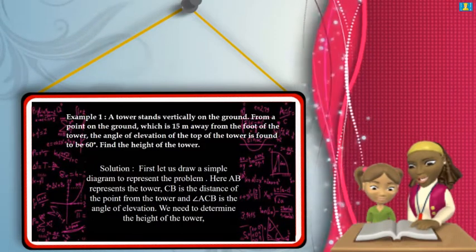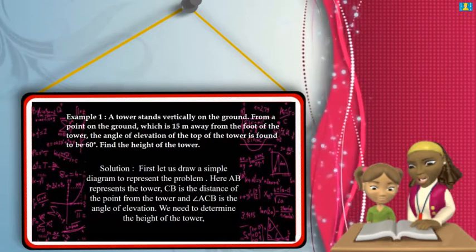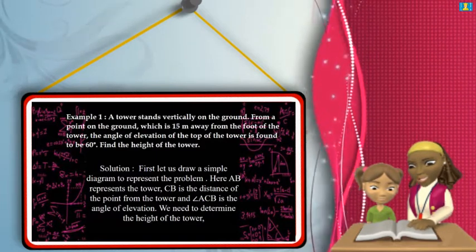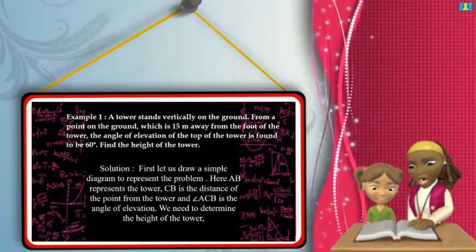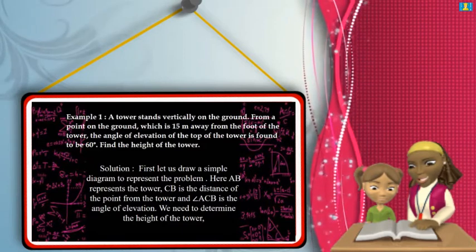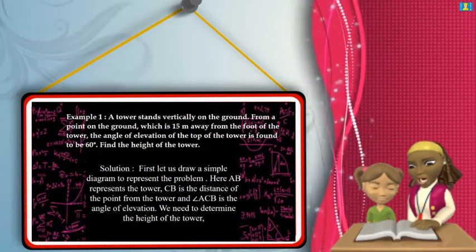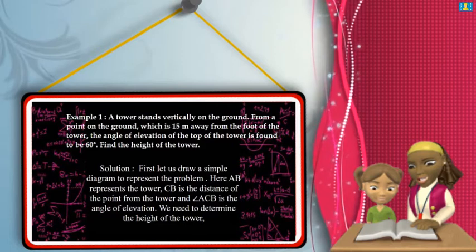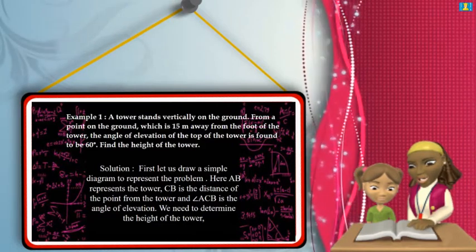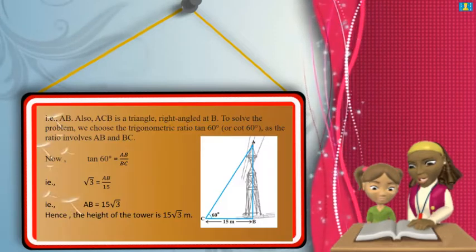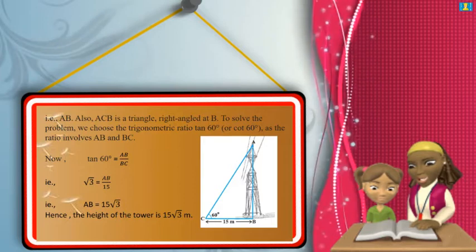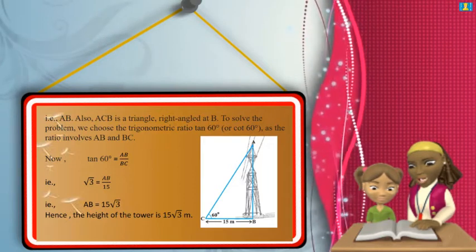And the answer is, first, let us draw a simple diagram to represent the problem. Here, AB represents the tower. CB is the distance of the point from the tower and angle ACB is the angle of elevation. We need to determine the height of the tower, that means AB. Also, ACB is a triangle right angled at B.